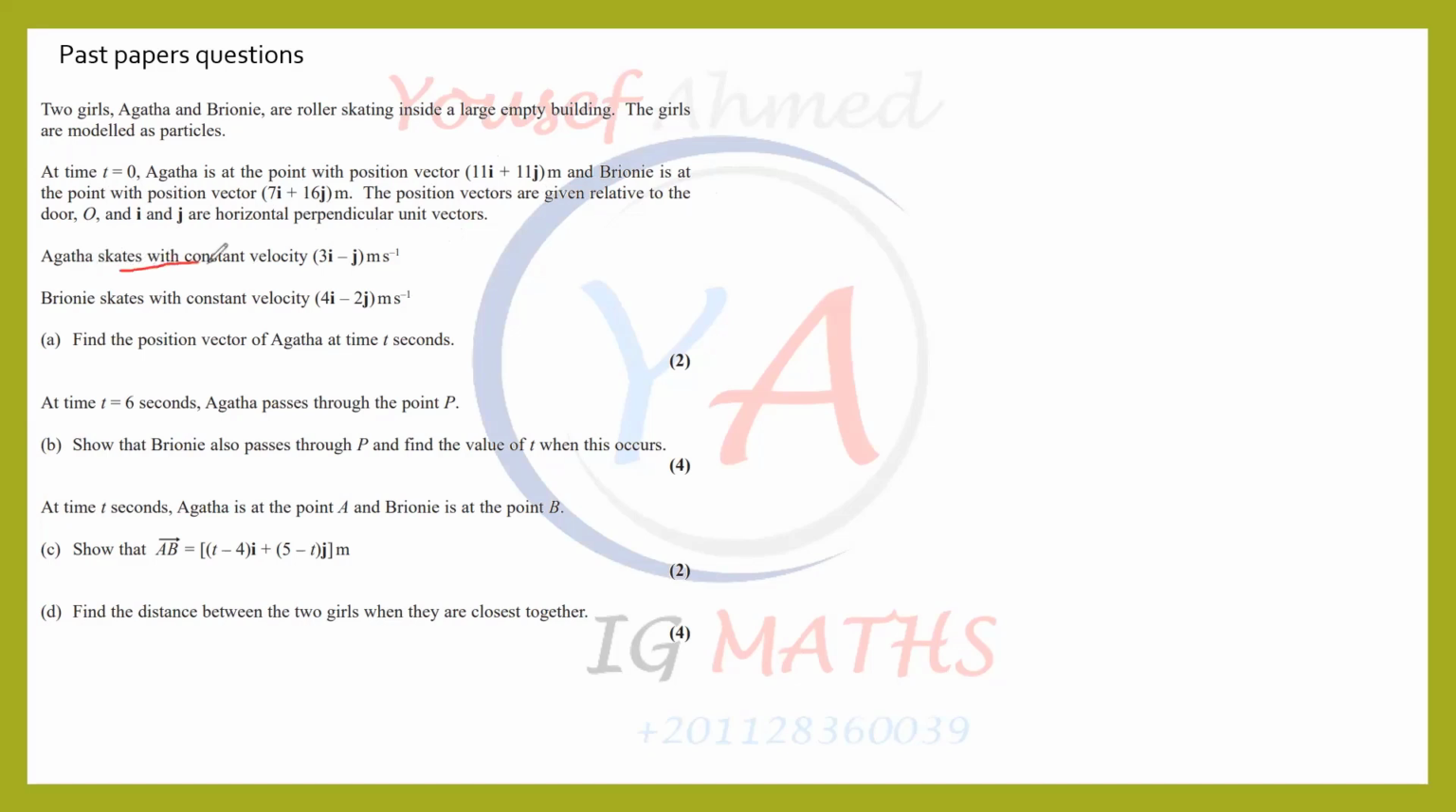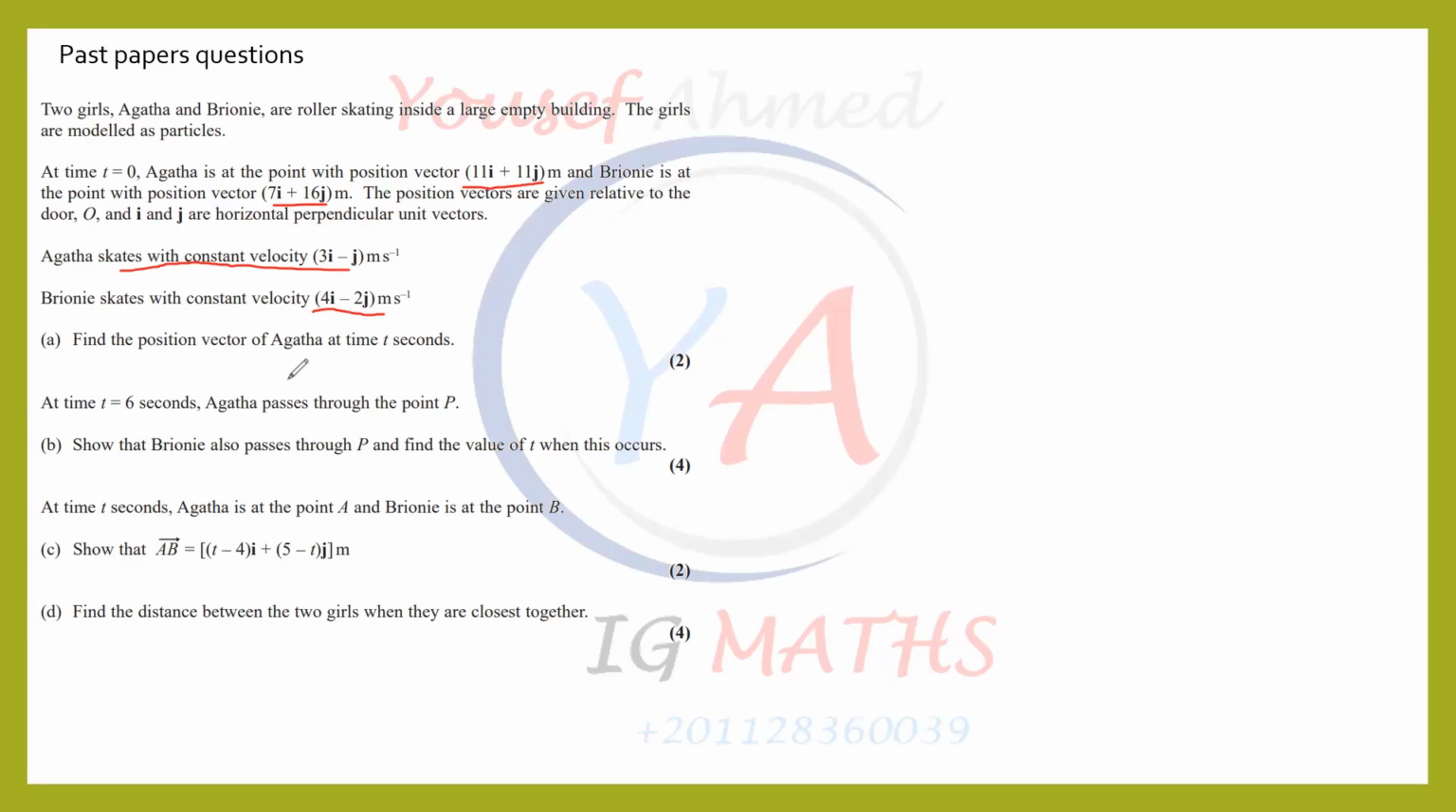Agatha skates with constant velocity, and Biruni also with a constant velocity. So this here is our r naught for Agatha, and this is our r naught for Biruni. This is the velocity for Agatha, and this is the velocity for Biruni. We need to find the position vector for Agatha.